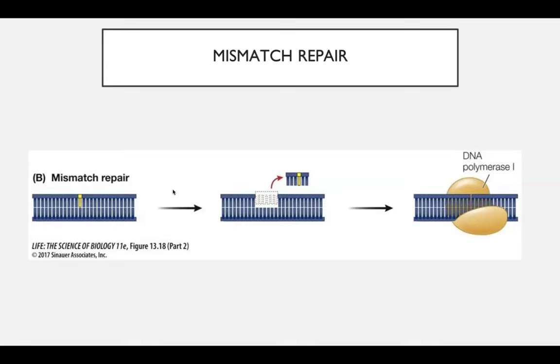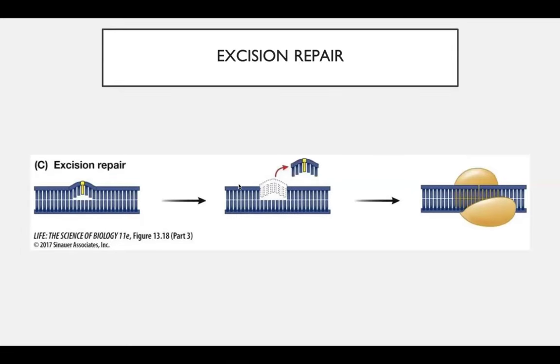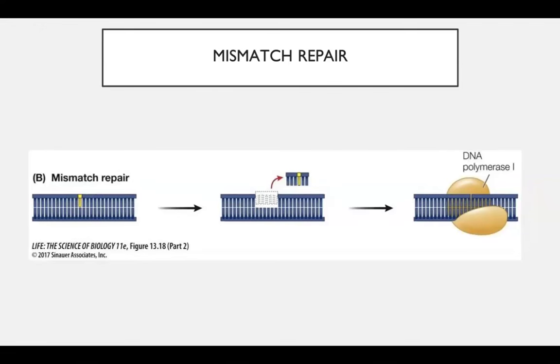So mismatch repair is detected by proteins. Then there are excision repairs. Excision repair works very similarly, but excision repairs are detected by enzymes. So enzymes scan the DNA for damaged bases. Specifically for excision repairs, it's when DNA is damaged by radiation, chemicals in the environment, random spontaneous chemical reactions, etc. So mismatch repair is before any modification.